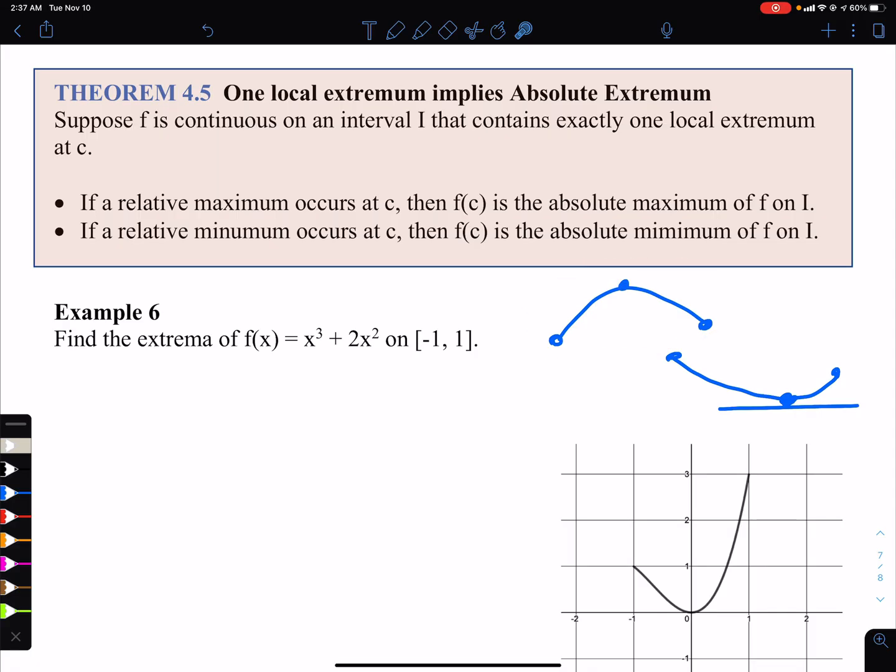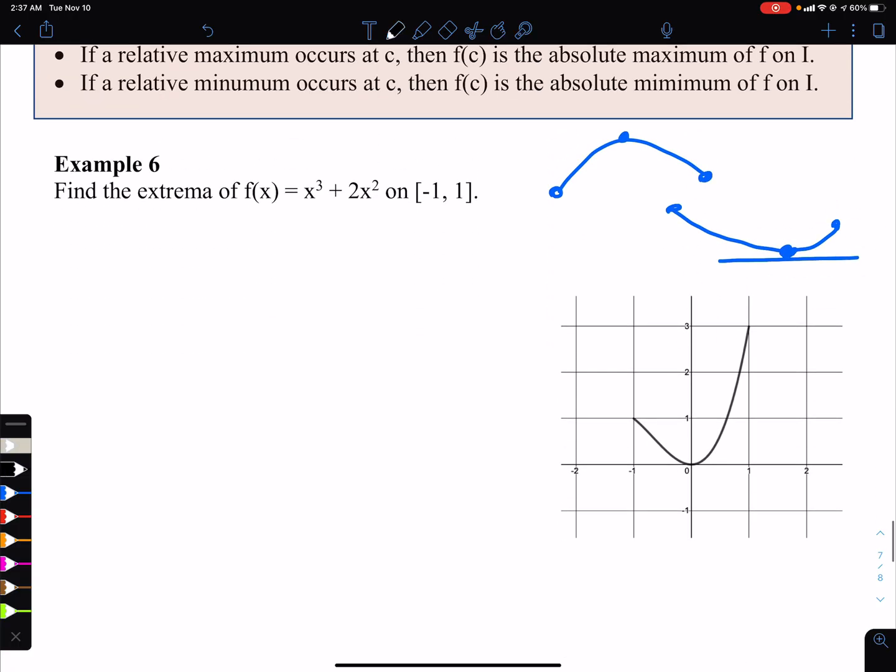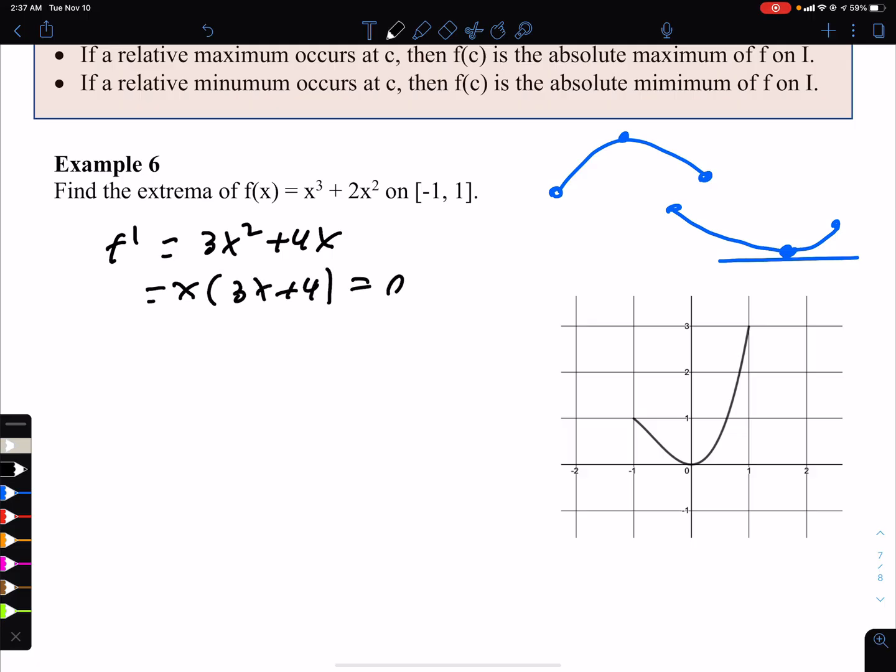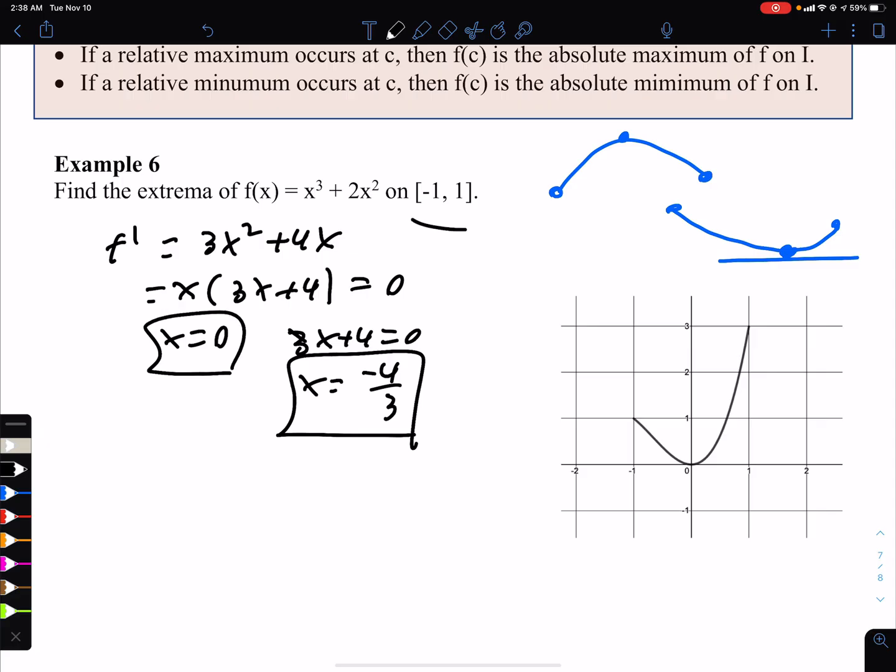That's all it's saying. So looking at this, let's take the derivative, 3x squared plus 4x, factor out an x, you're going to get 3x plus 4. You set that equal to 0 to find the critical points. x equals 0, 3x plus 4 equals 0, x equals negative 4/3. But look at our domain. This is out of our domain, so we only have one critical point.